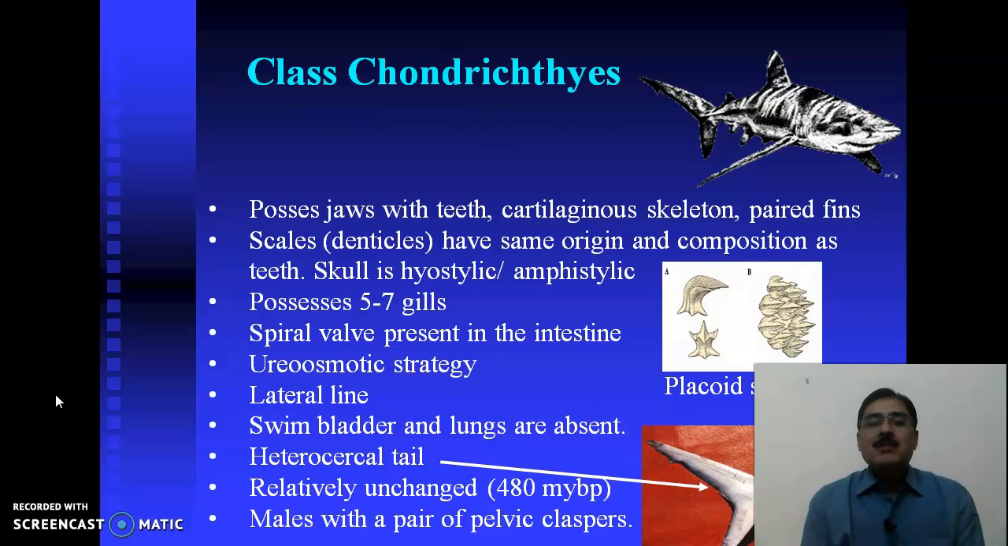So in the case of cartilaginous fishes, the swim bladder or air bladder is absent, so they are always active. If they stop swimming, they will sink to the bottom of the seabed. They have a heterocercal tail, which we have discussed already in my previous lecture.